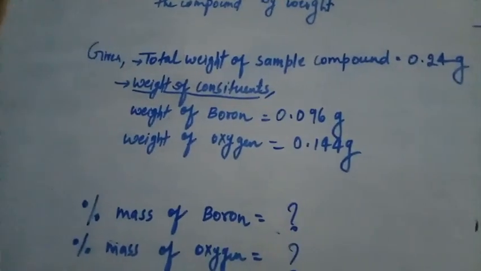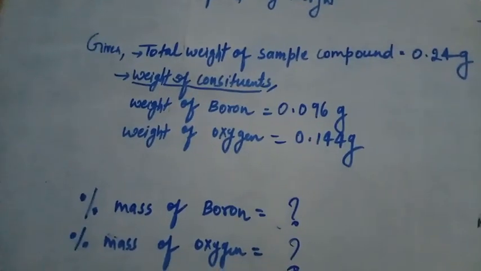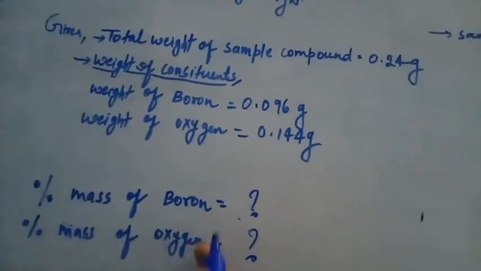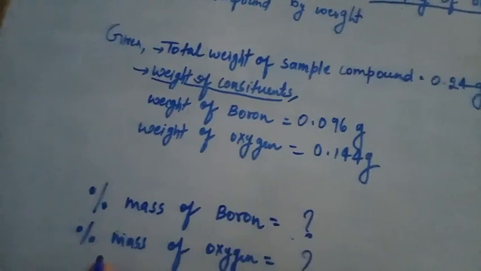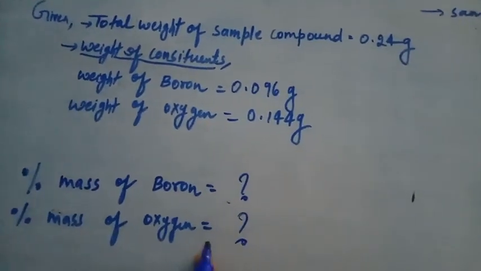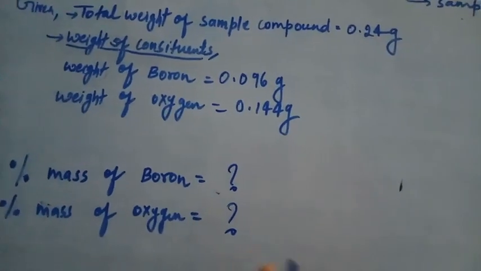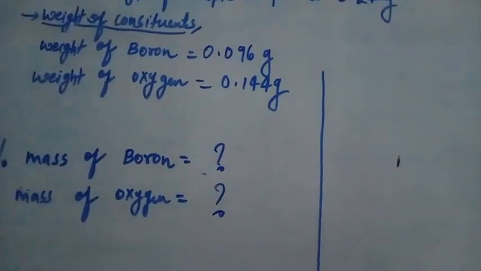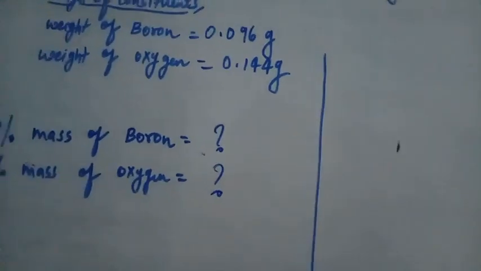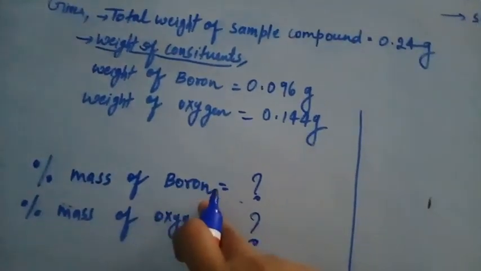What is the composition of the compound sample? Boron and oxygen. So the percentage mass of boron is to be calculated, and then the percentage mass of oxygen. One by one we will calculate. So we will use the second formula. First we will calculate the percentage mass of boron.